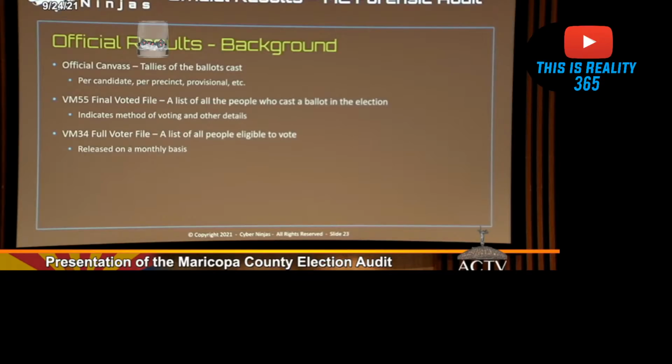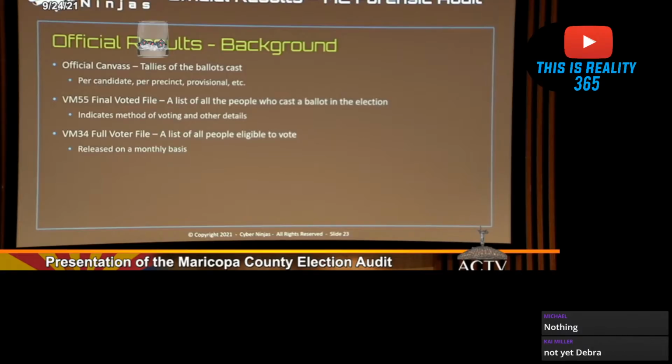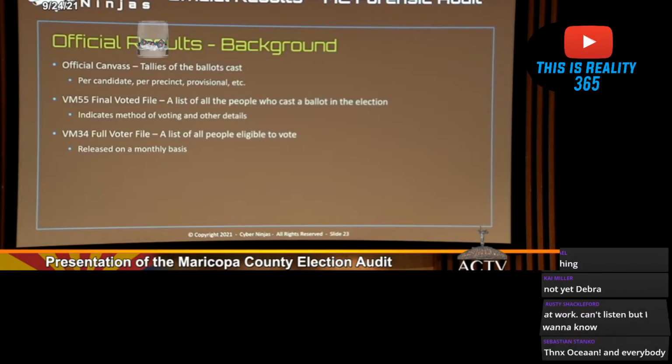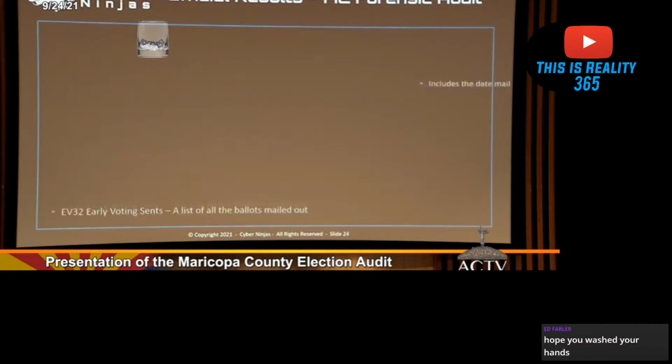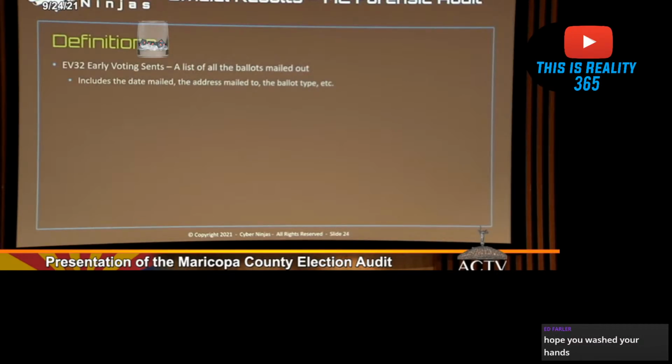We then have the VM34 full voter file. This is also referred to as your voter rolls. This is a list of everybody who should be eligible to vote. And the county in Maricopa seems to make these available roughly on a monthly basis, so that's the full voter rolls. So that is your theoretical full list of everyone that may show up to vote at a given election.